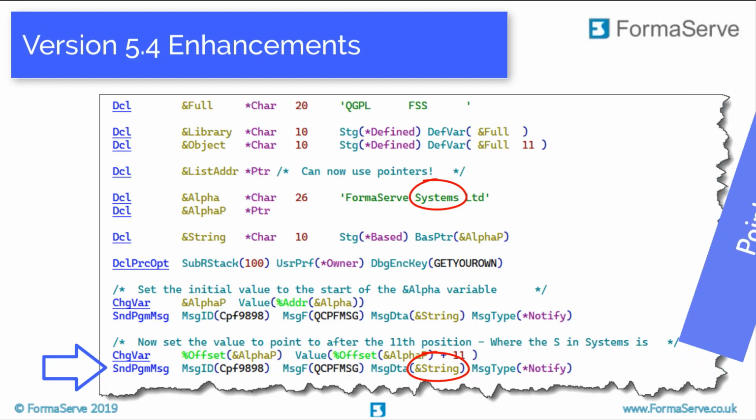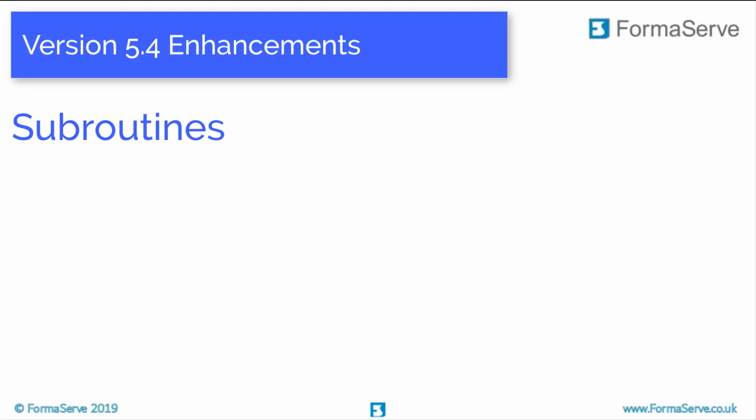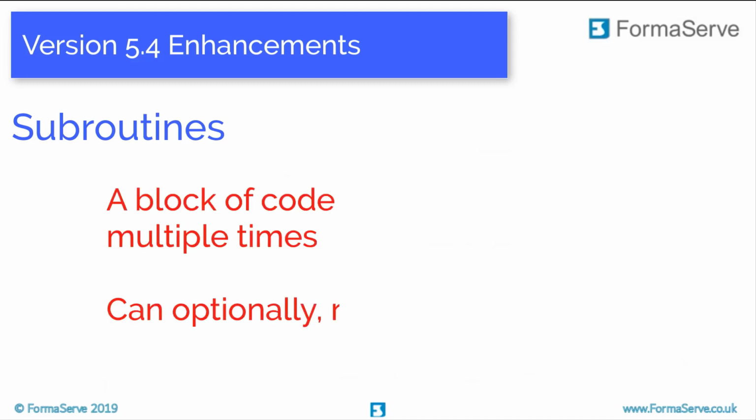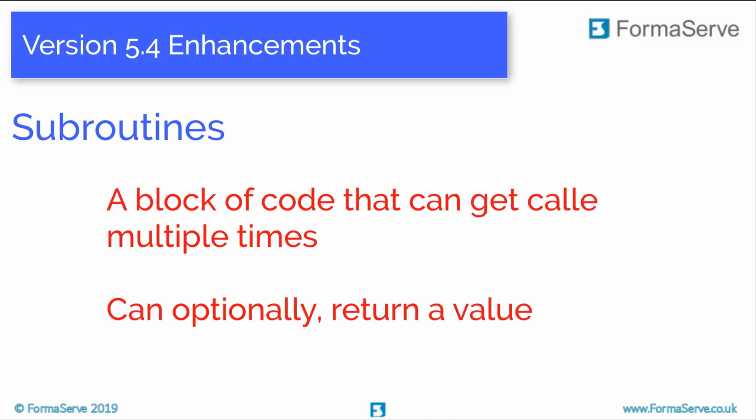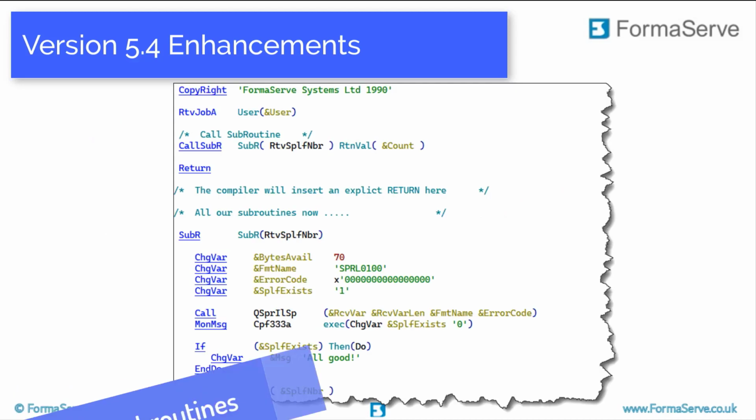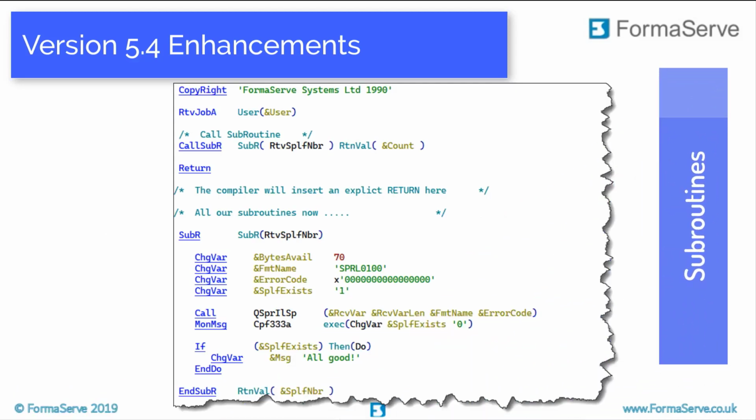So the next one on the list is subroutines. So what is a subroutine? A subroutine is a block of code that you can call multiple times. It saves you having lots and lots of duplicate code within your program. Let's take a look at the example we have here. Subroutines are always coded at the end of your program. So we can see the beginning of one subroutine.